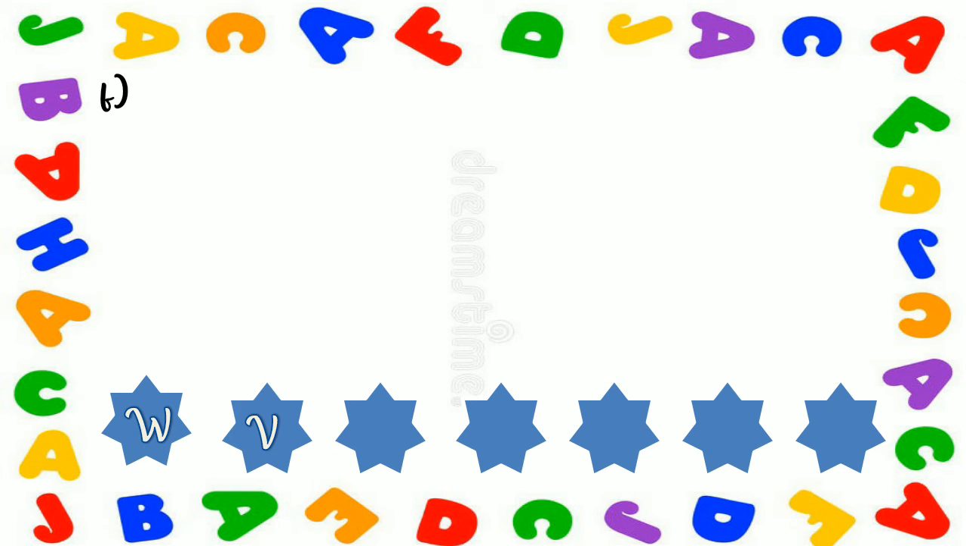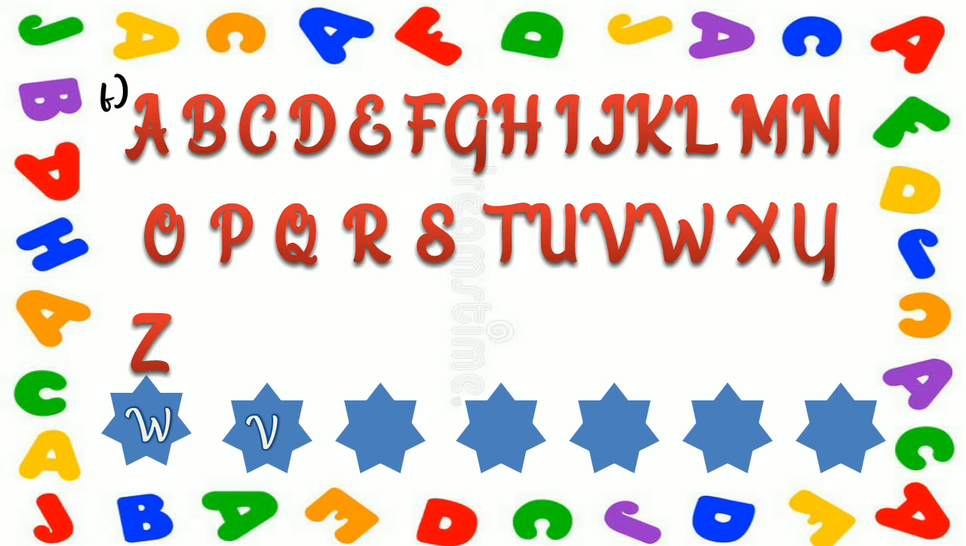So here we have W and V. Here we have question W and V. So first of all we take the A to Z alphabet. Then where is W? So here is the W and V. So W then V. So here we go backward to continue the series. Then which is the next answer?